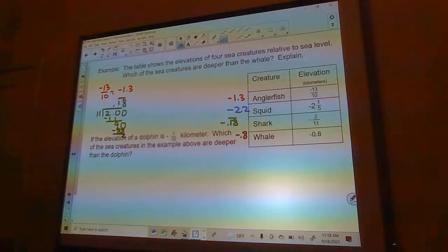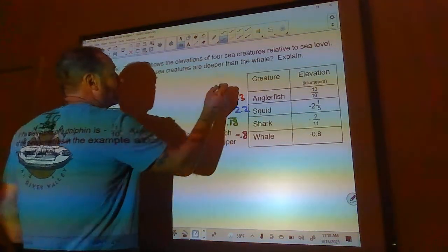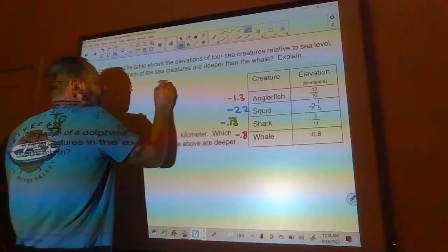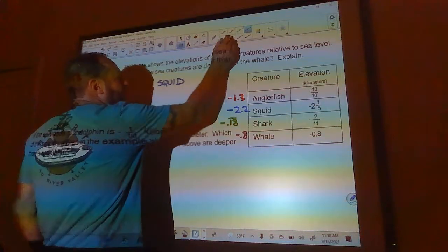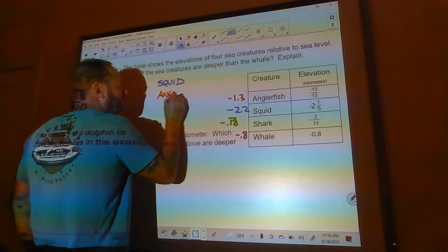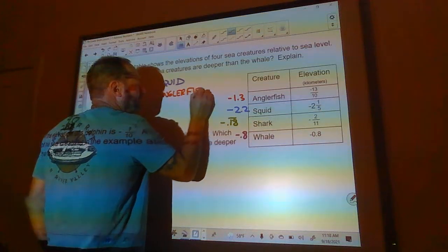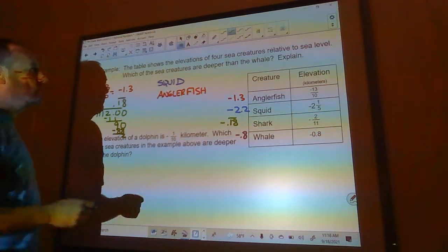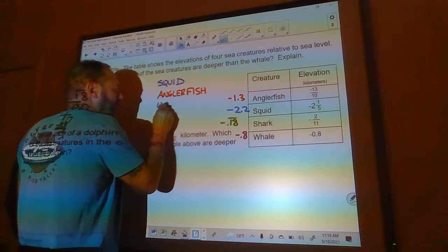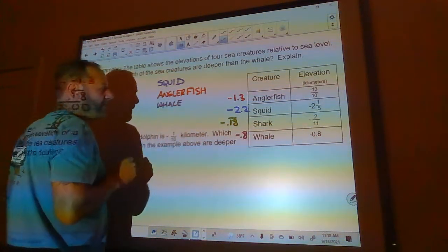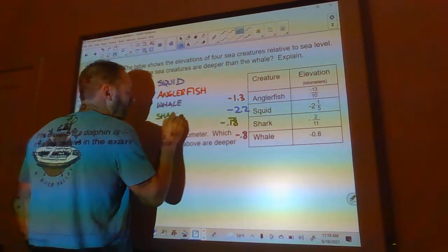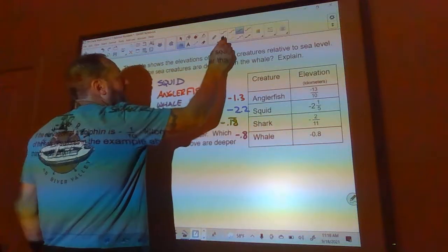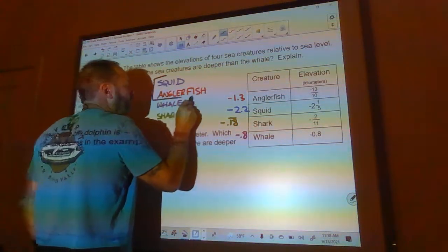So, now it's easy to put them in order. All right, so which one is deeper than the whale? Well, the squid is definitely deeper than the whale. So the squid is the deepest one. And next is the anglerfish. And then the whale comes next. And the shallowest one is the shark. So these two are deeper than the whale.